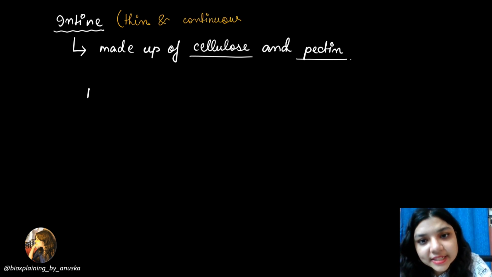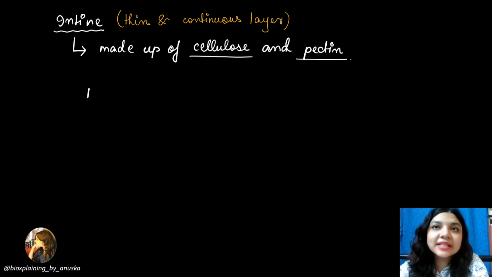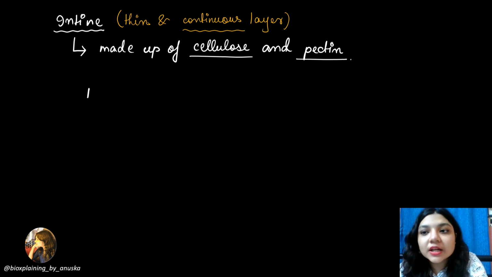Why do we say that it is a continuous layer? Because in case of exine, we have seen that there are gaps, the germ pores. While in case of intine, there is no such gap. So hence we say that it is a continuous layer. And it is made up of cellulose and pectin.